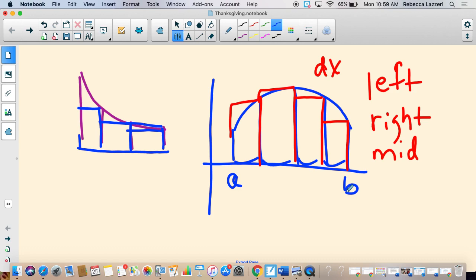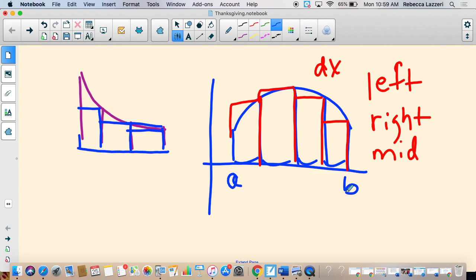Like if you're going from 2 to 14, that's 12 units divided into 3 equal parts. You know the width of each rectangle is 4. There's a lot of concept to talk about, so please listen. For some reason your computer's open, so listen carefully, okay?